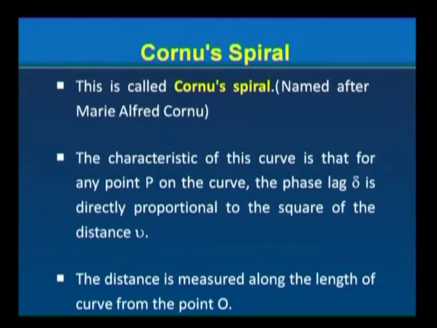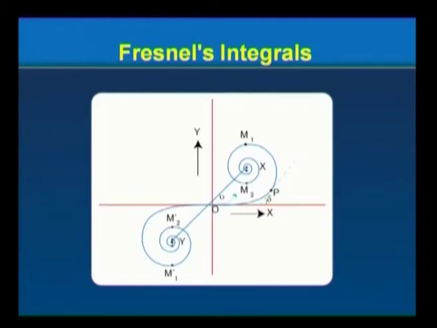This is the so-called Cornu spiral which I showed, named after Marie Alfred Cornu, a French physicist. The characteristic of this curve is that at any point P on the curve, the phase lag delta is directly proportional to the square of the distance v. I will show you in a minute what I mean by distance v and the displacement. The distance is measured along the length of the curve from the point O. Delta is the phase difference, and in the vibration curve, there is a v here along this direction, and delta is the amplitude.